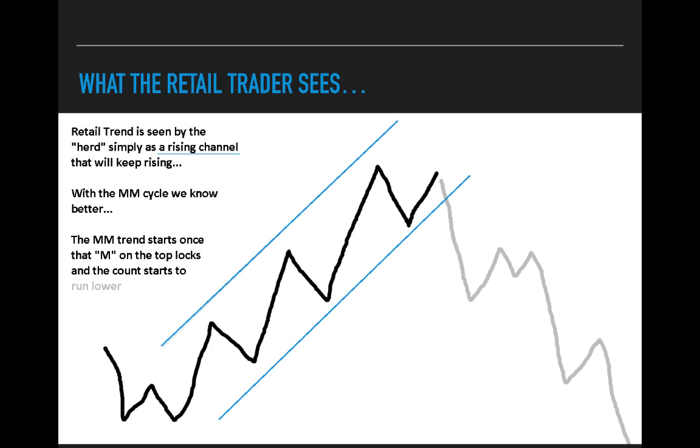The market maker trend starts once the M on the top locks and the count starts to run lower, right? But if you're a retail trader and you're learning the technicals and you're reading the trading books, they teach you to trade these breakouts. Once they pass the resistance or once they bust through the support, you're taught to take the breakouts and continue the trend, right? Trade with the trend. But if you don't understand the market maker cycle and you don't know where you are in the cycle, this could work against you, right?